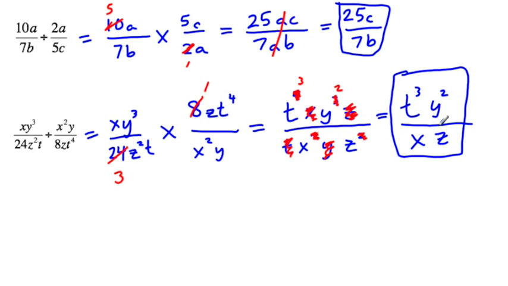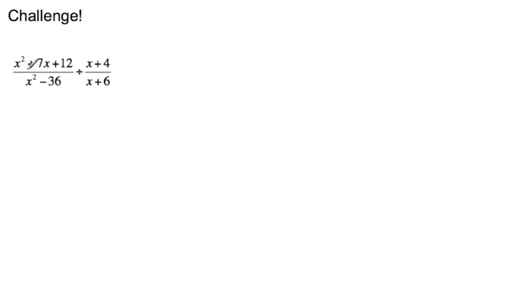All right, sounds like fun? I think so. Here's one for you to try on your own. X squared plus 7x plus 12 over x squared minus 36 divided by x plus 4 over x plus 6. How are you going to do this? First thing I would do is factor. Factor my first algebraic fraction.